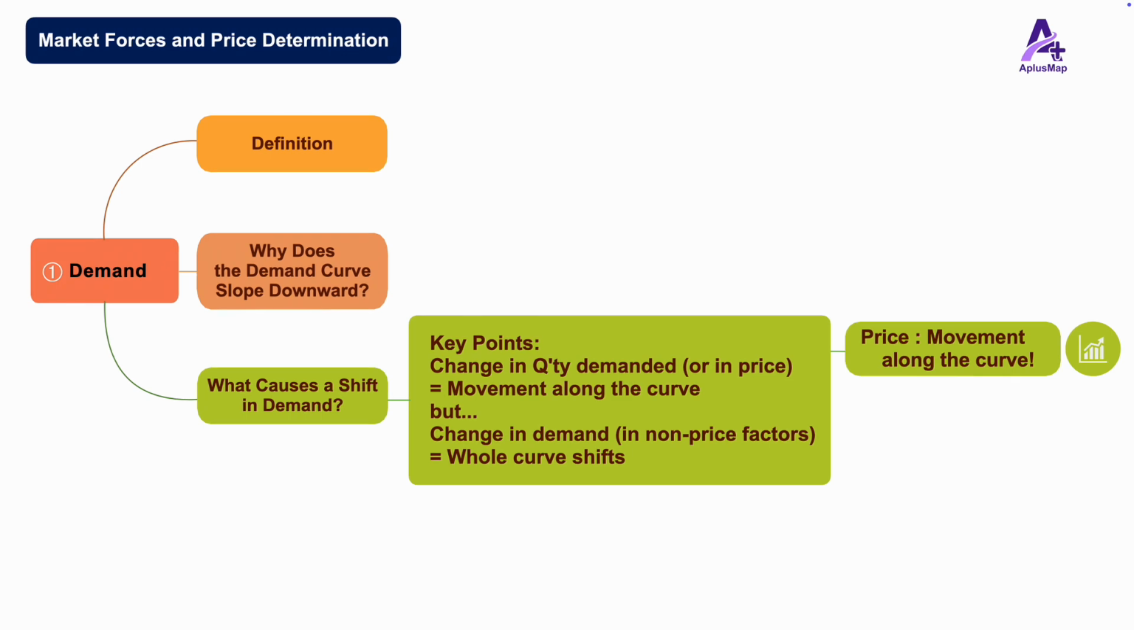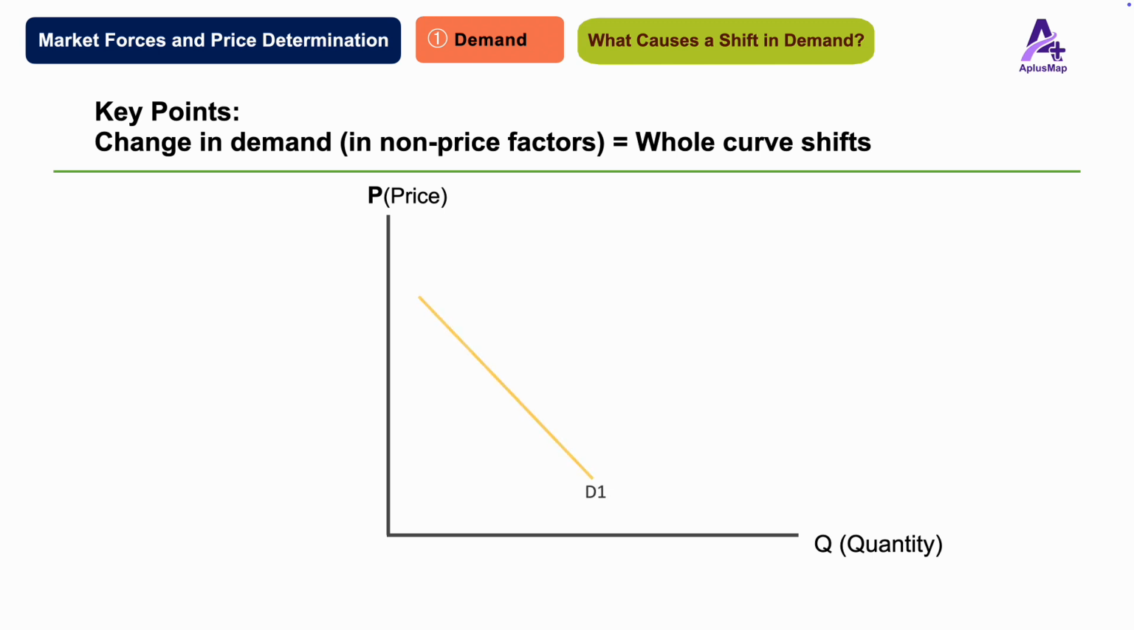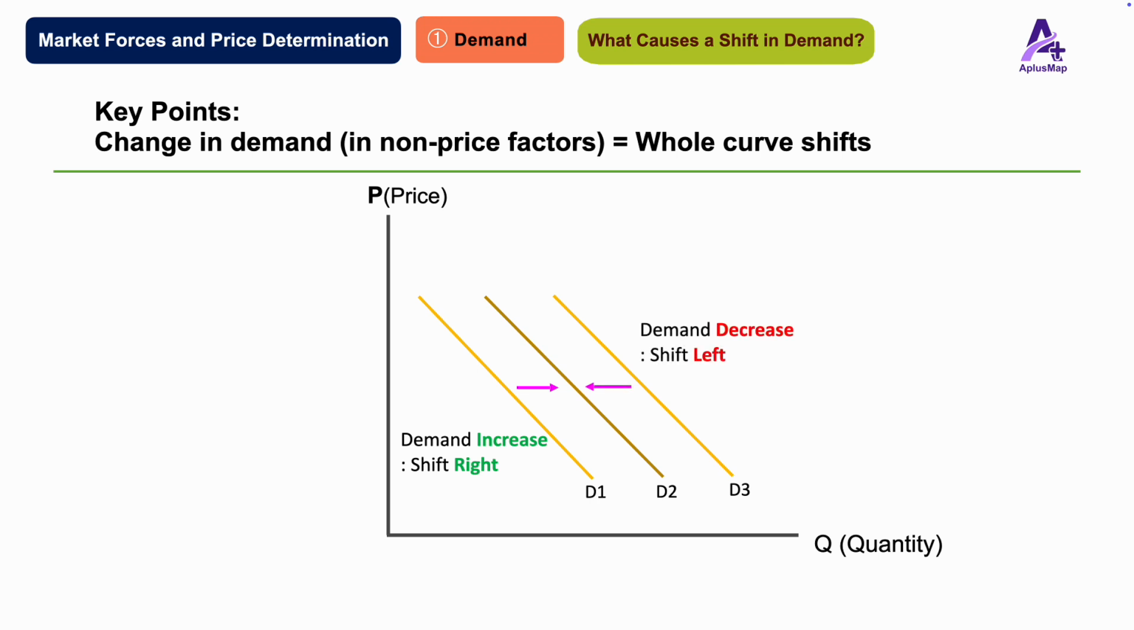Okay, but then a change in demand means the whole curve actually shifts. Yes. The entire curve picks up and moves left or right. This happens because of factors other than the good's own price. A shift right means more demand at every price. A shift left means less demand at every price.